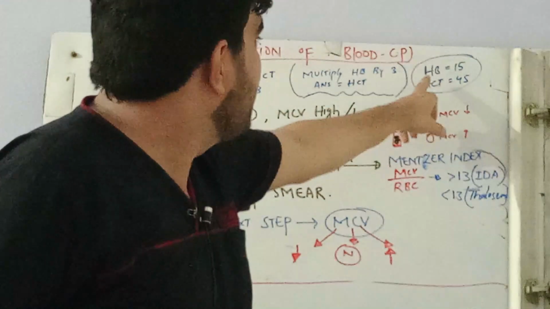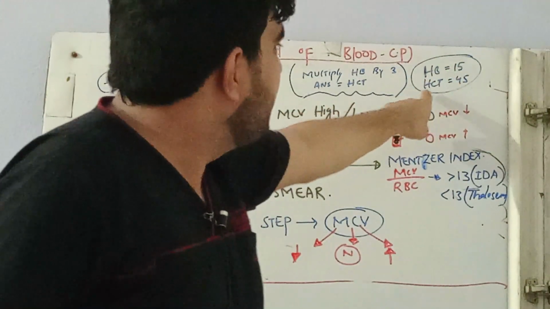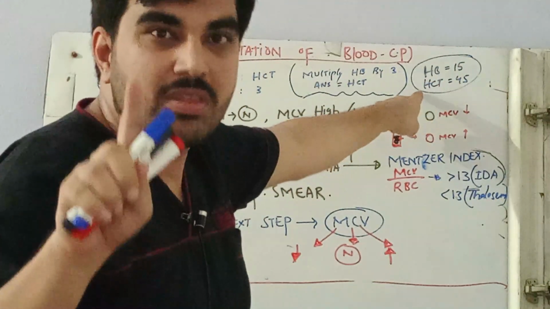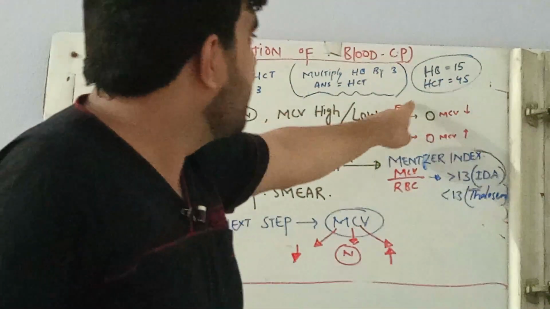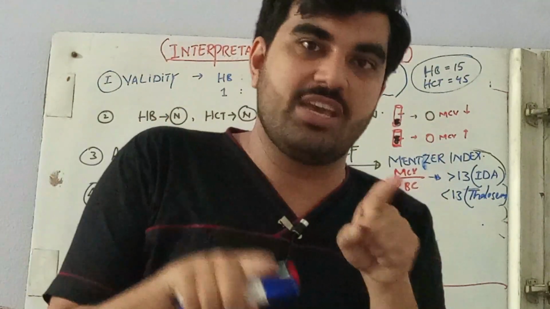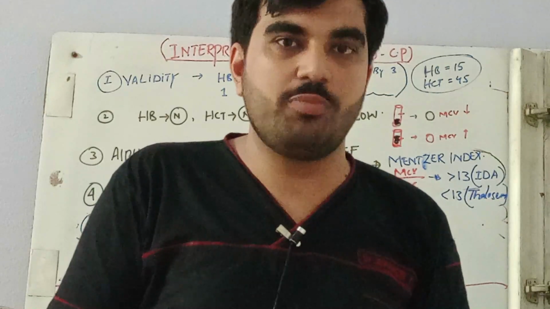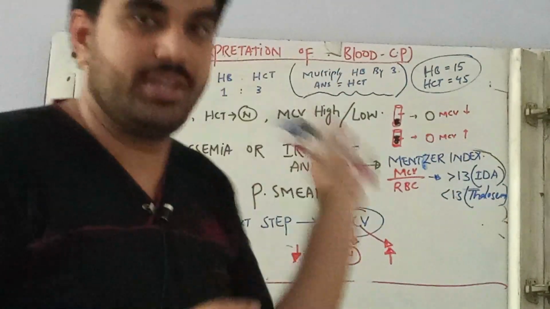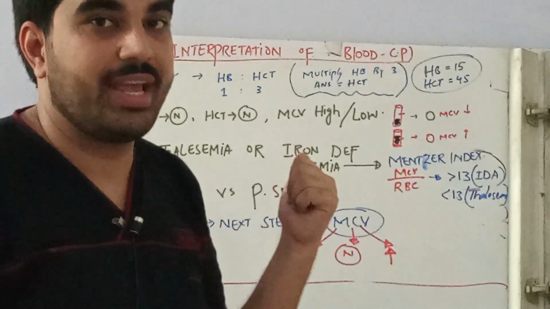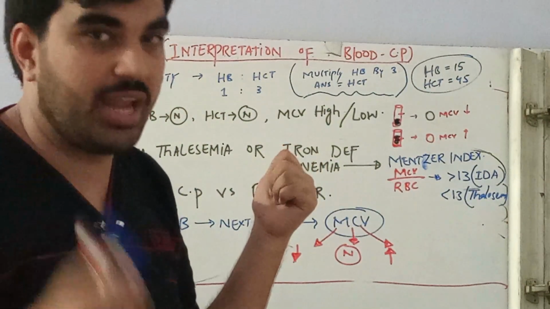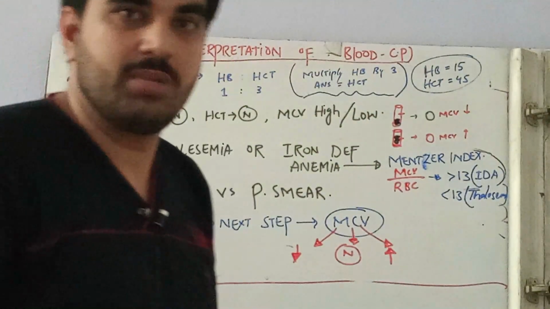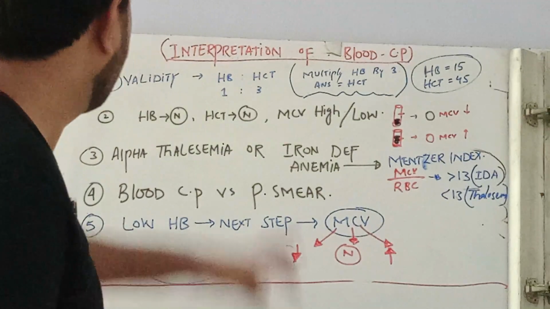For example, say hemoglobin is 15 and you multiply 15 by 3, that is 45. The expected hematocrit is 45 and the hematocrit given is 45. So if they coincide, the normal ratio is that 1 to 3, and we have to see whether the ratio is maintained or not. If that ratio is not maintained in the blood CP, repeat the blood CP before moving on to other parameters.